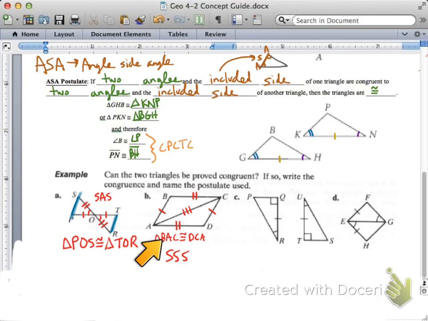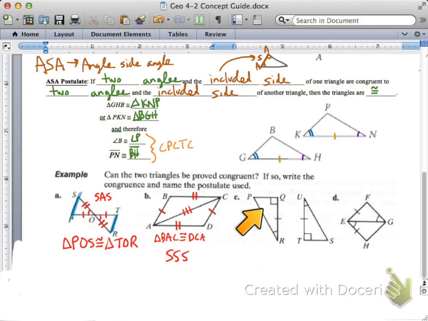Be careful that BA corresponds with DC, that AC corresponds with CA. If you just do a check to make sure that all three of those segments correspond with each other. It's easy to get those ordered backwards.